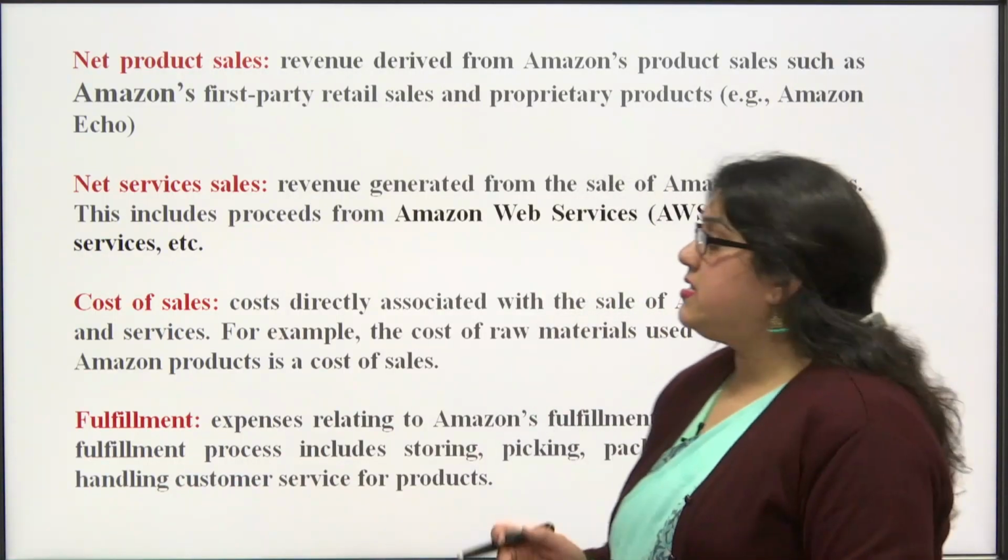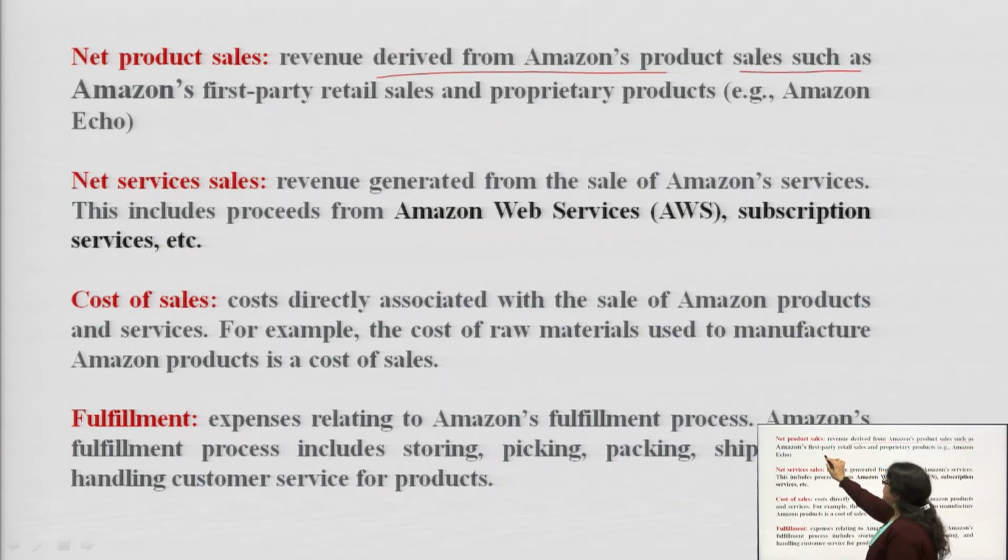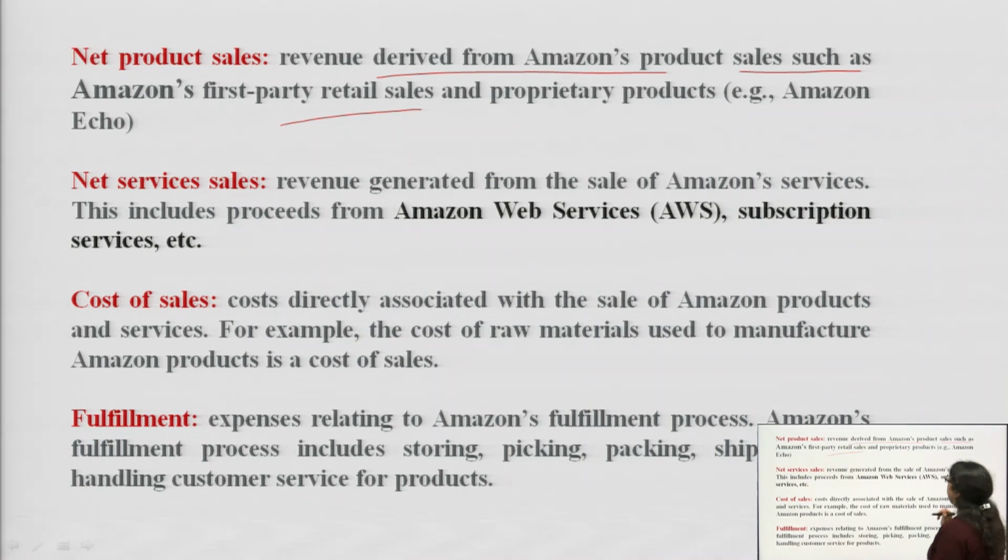There are a few points which need to be understood, or we can say there are a few terms which we have used in the income statement. That is net product sale. What is net product sale? It is revenue derived from Amazon products sales, such as Amazon first party retail sales and the proprietary product, for example, Amazon Echo. Net product sale is the sale they have actually driven.